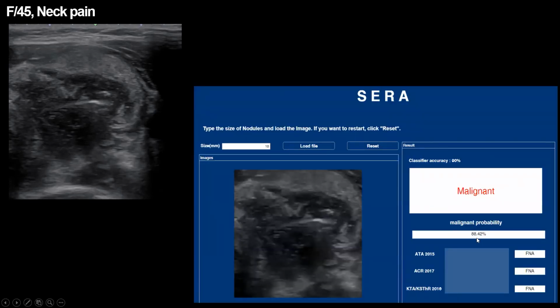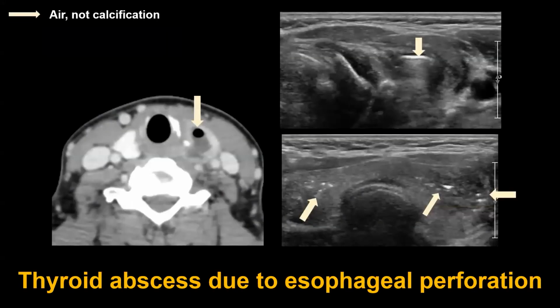This 45-year-old woman underwent ultrasound for neck pain and was referred to our institution for evaluation of a large thyroid mass. Here is the mass. The CAD value was near 90%. It was confirmed as an abscess due to esophageal perforation. This hyperechoic area was due to air, not calcification.